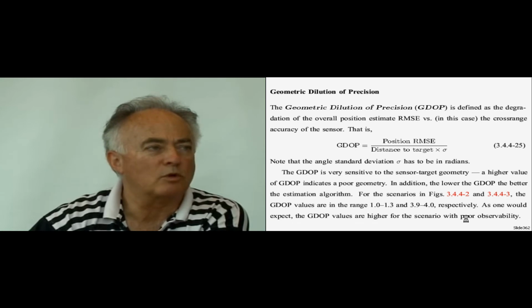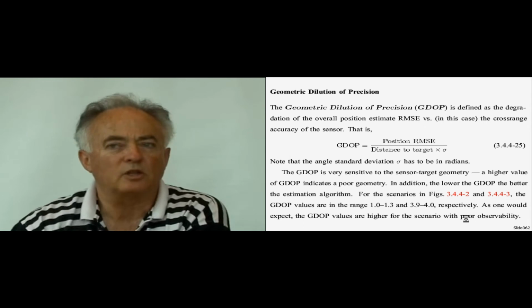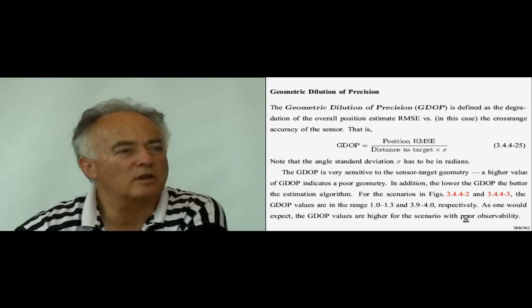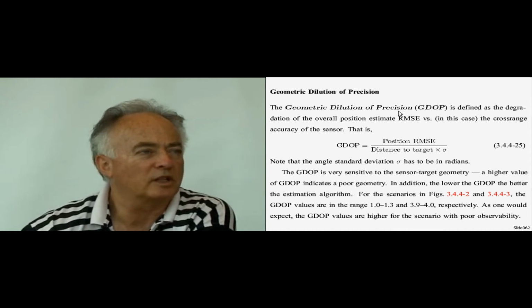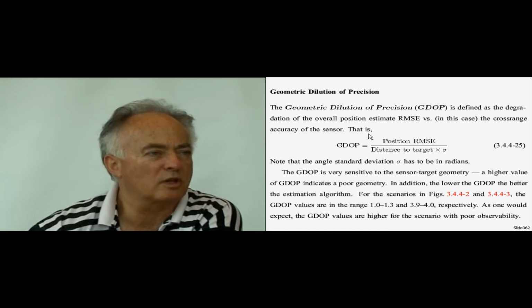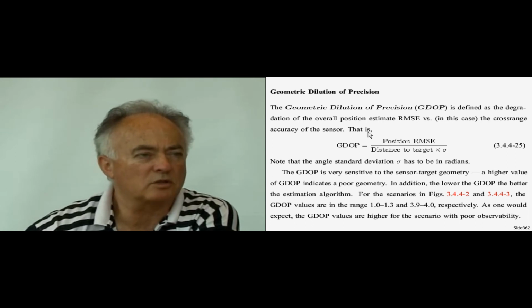Now, there is an important concept related to localization, and it is also used extensively in the global positioning system. It's called the geometric dilution of precision. This is defined as the degradation of the overall position estimate, root mean square error, versus, in this case, the cross-range accuracy of the error of the sensor.